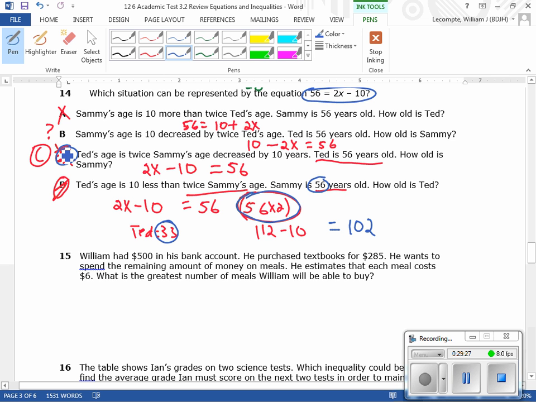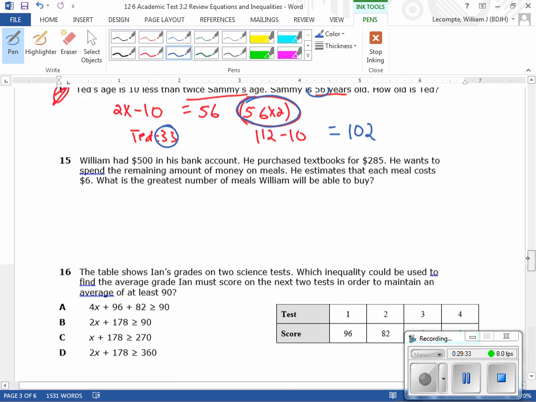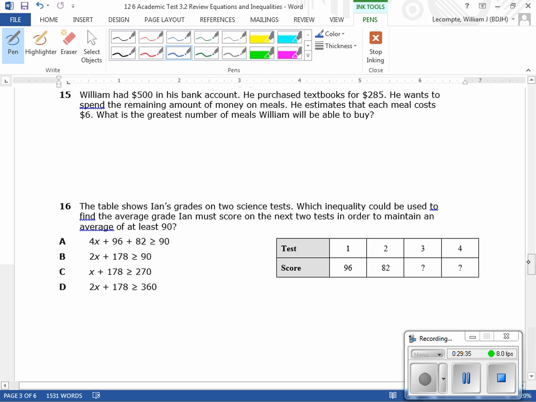So William had $500 in his bank account. He purchased textbooks for $285. He wants to spend the remaining amount of money on meals. He estimates that each meal costs $6. What is the greatest number of meals William will be able to buy?